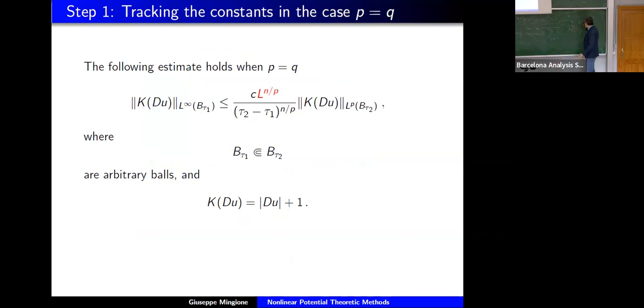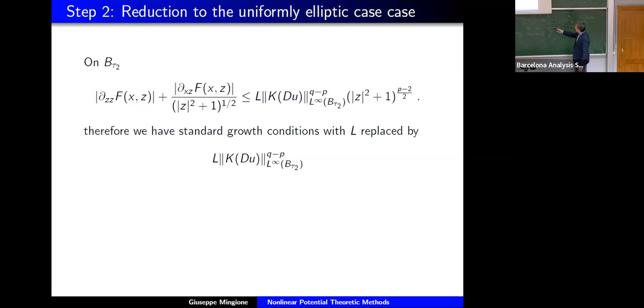And this is the same type. So what kind of dependence is this? It is polynomial, because you are proving an L infinity estimate. So whenever you go to infinity, the dependence is polynomial. Now we take a ball B tau 2, and on B tau 2, we can write down the p,q growth conditions in the following sense. We force the q growth from above to be p and pull out the L infinity norm. So this means you are in the previous scheme, but replacing L by this quantity.